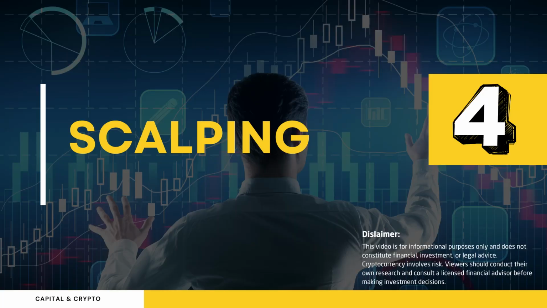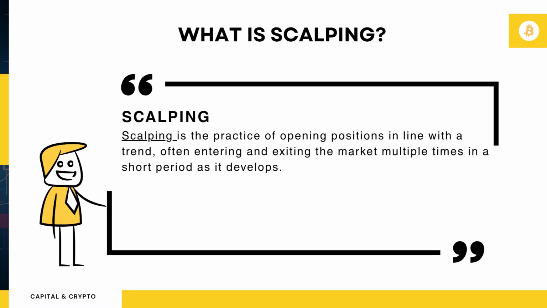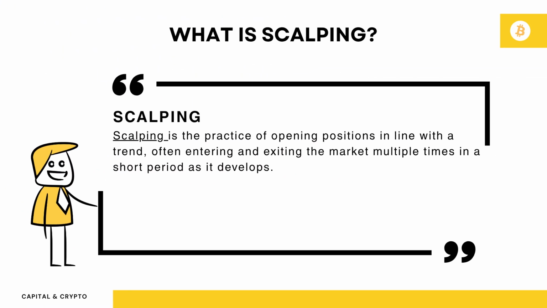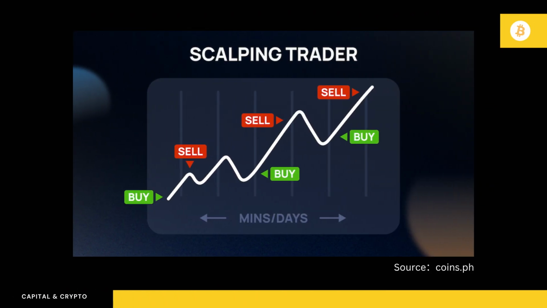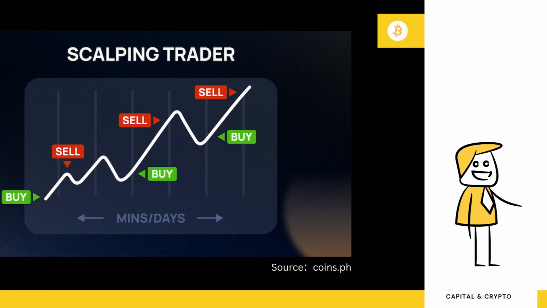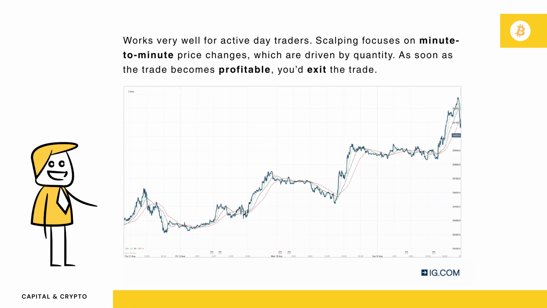The next strategy is called scalping. Scalping is the practice of opening positions in line with a trend, often entering and exiting the market multiple times in a short period as it develops. Individual trades are held for just a few seconds, minutes at the most, so it is one of the most short-term strategies. This trading strategy works very well for active day traders.